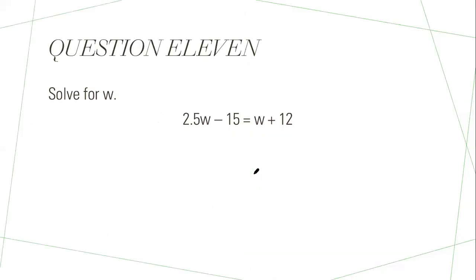On the last question, my only suggestion is this W is confusing a lot of people because they're like, well, what does this W mean? It means 1W. So you can put the 1 in there if it makes you feel more comfortable to solve this problem. And if you don't like the W, if that's confusing you, then just replace it with X, okay? But you're just solving for the variable.